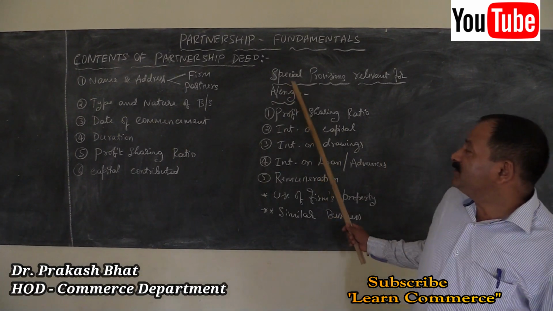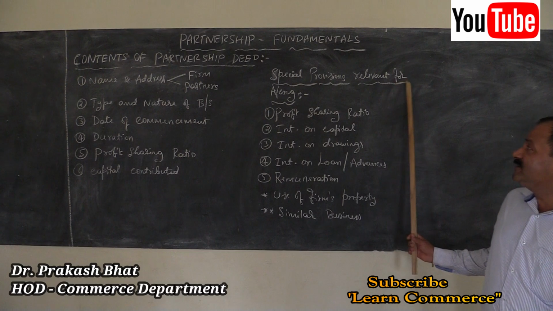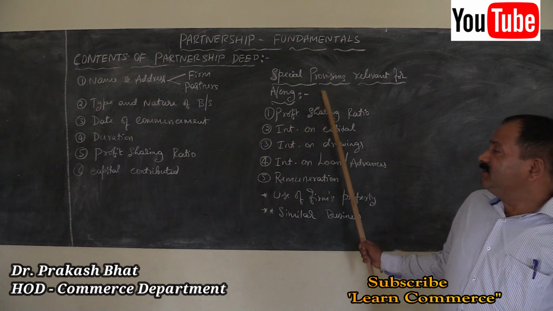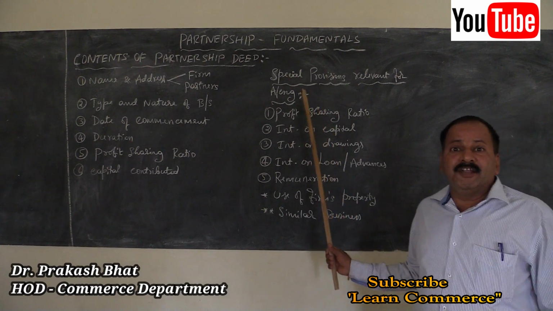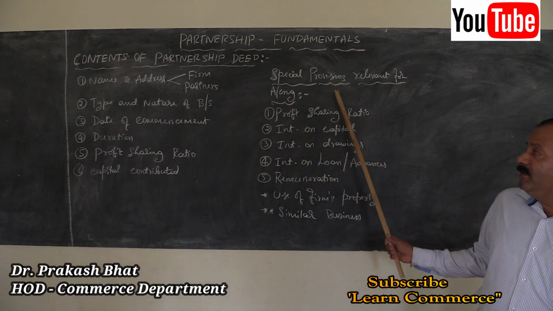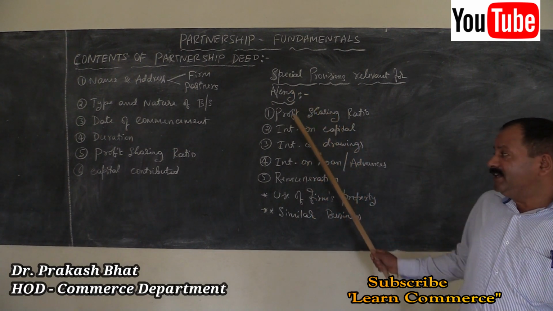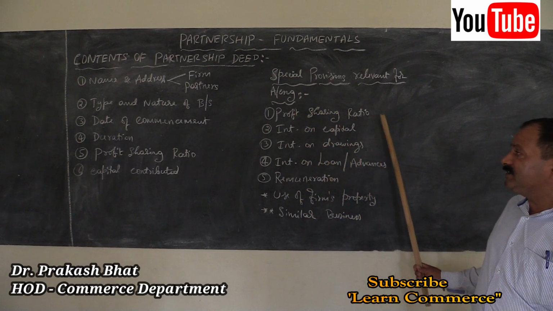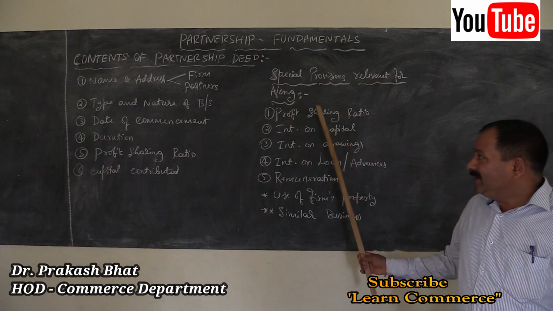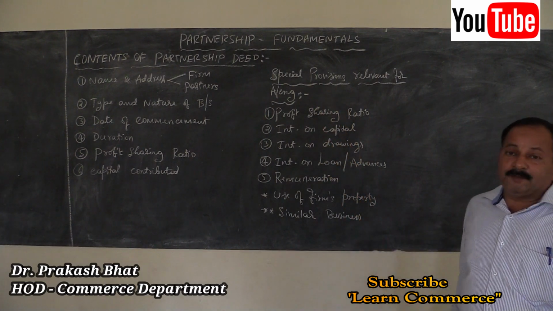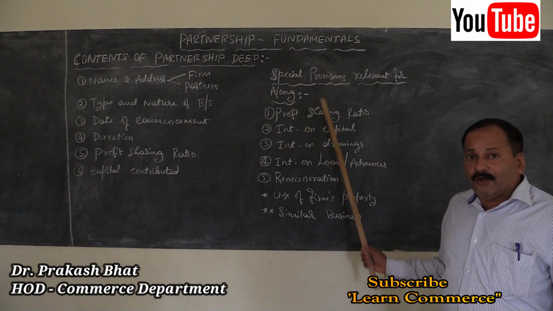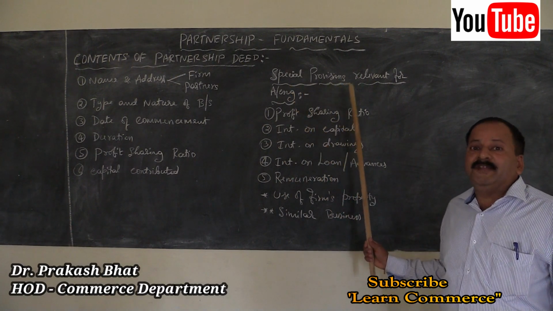Now let us know something about special provisions relevant for accounting. Remember, this is one of the practical oriented questions. They will ask you for 5 marks. They will give you items like this, and you have to answer how will you treat the items in the absence of partnership deed? The question will be asked like this: how will you treat the following in the absence of partnership deed?